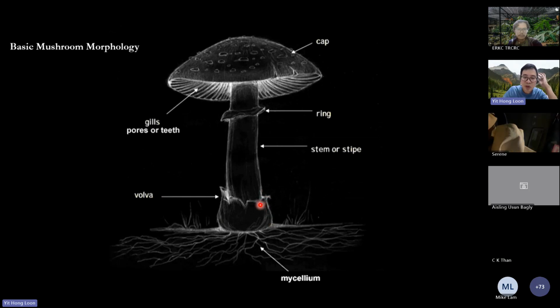Some mushrooms have a very prominent vulva. Some mushrooms are without the vulva. Underneath the vulva is the mycelium. You can't see the mycelium, it's always underground in the soil. But sometimes when you pluck up the mushroom, you can see a tiny bit of very tiny roots. Actually, those are mycelia.